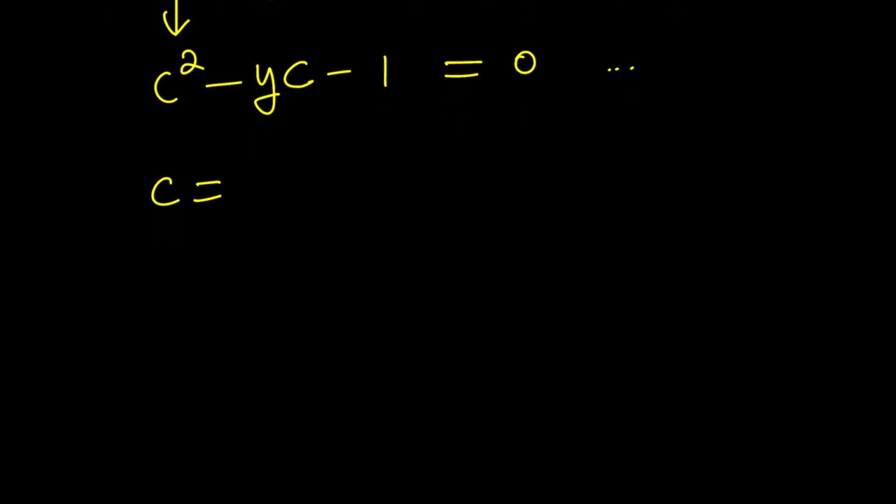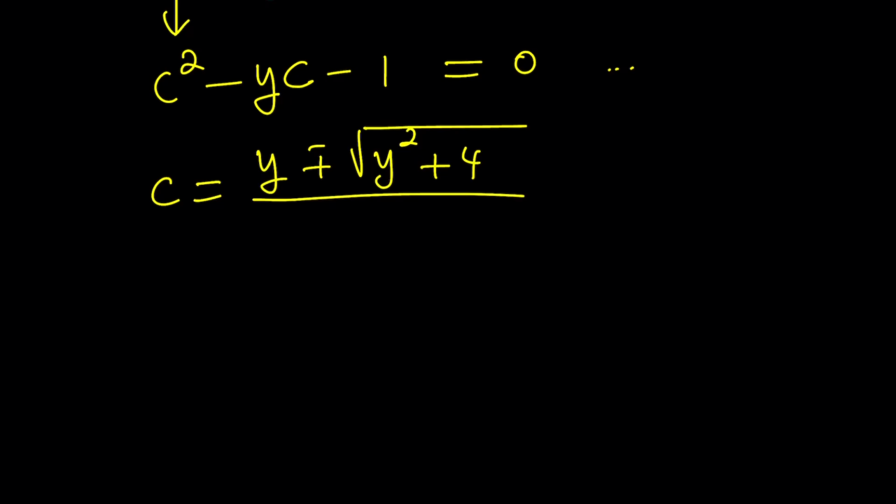So with the quadratic formula, c becomes the opposite of negative y, plus or minus the square root of y squared minus 4 times negative 1. That's going to be a plus 4. There you go. And divided by 2a, which is the coefficient of c squared, which is 1. So now this is my c. But there are two values.